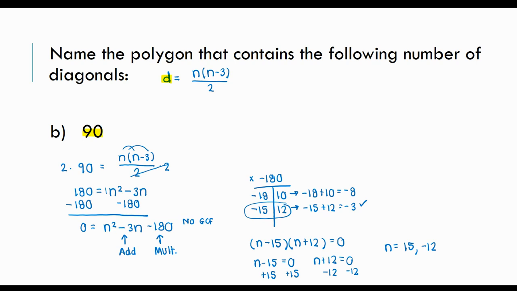We're asked to name the polygon. There's no such thing as a negative number of sides, so the negative 12 does not fit, which means 15 is the number of sides. We have a name for that. That would be a pentadecagon. And that's my answer.